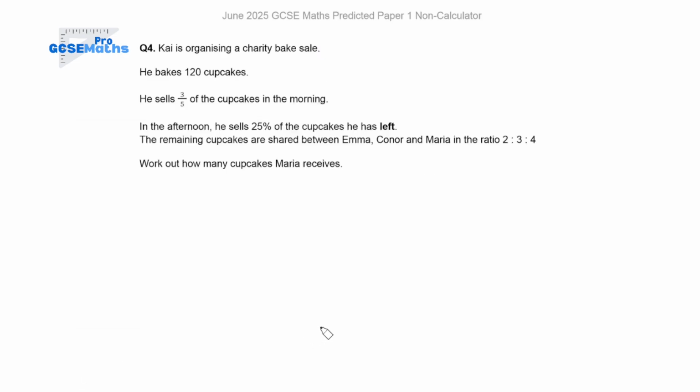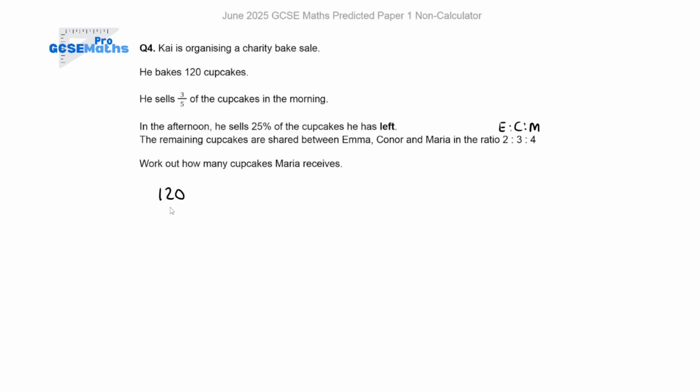Question 4. Kai is organising a charity bake sale. He bakes 120 cupcakes. He sells 3/5 of the cupcakes in the morning. In the afternoon, he sells 25% of the cupcakes he has left. And then the remaining cupcakes are shared between Emma, Connor, and Maria in the ratio 2:3:4. Work out how many cupcakes Maria receives. So I'm going to work out first of all 3/5.